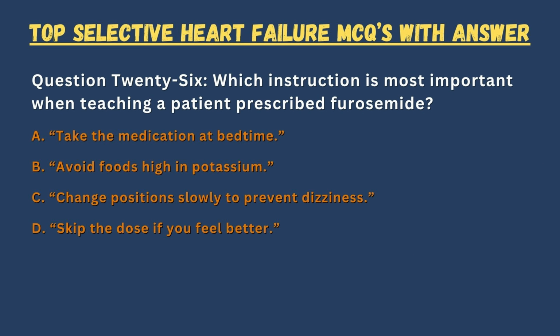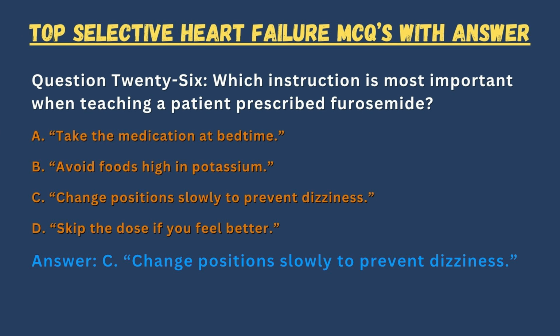Question 26. Which instruction is most important when teaching a patient prescribed furosemide? A. Take the medication at bedtime. B. Avoid foods high in potassium. C. Change position slowly to prevent dizziness. D. Skip the dose if you feel better. Answer: C. Change position slowly to prevent dizziness.